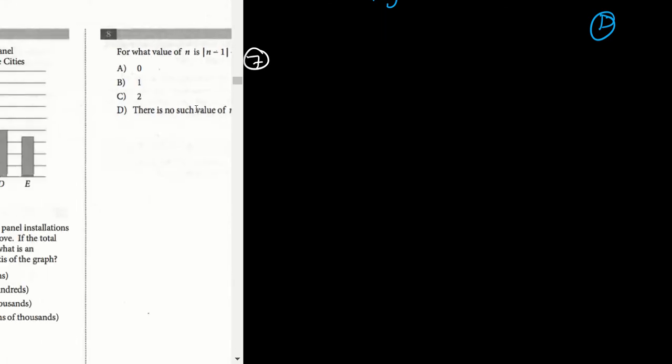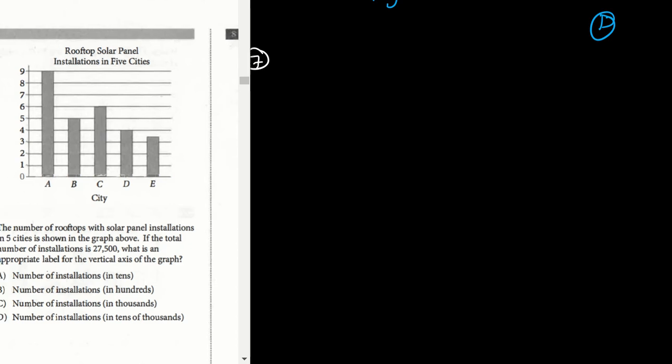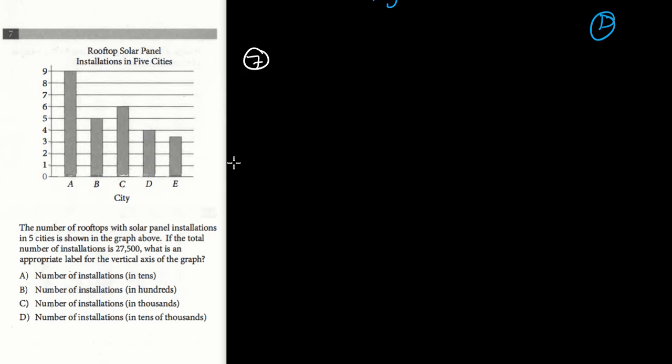Okay, so let's now consider problem 7. So I'm going to jump here for a second. Problem 7. Okay, I'm going to move this a little bit this way. Okay. So in problem 7, we're given this graph, which represents the number of solar panel installations in 5 cities, cities A, B, C, D, E, and we're told that the total number of installations is 27,500. So what is an appropriate label for the vertical axis of this graph?